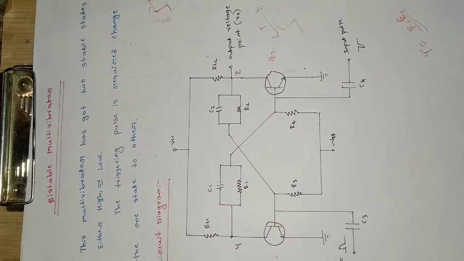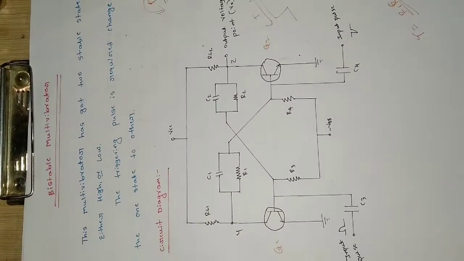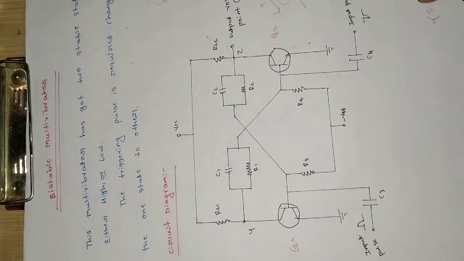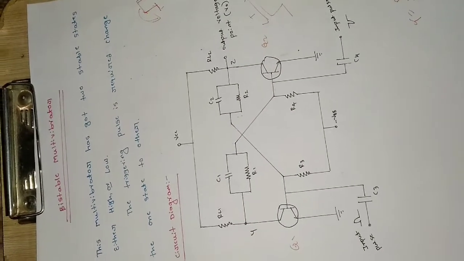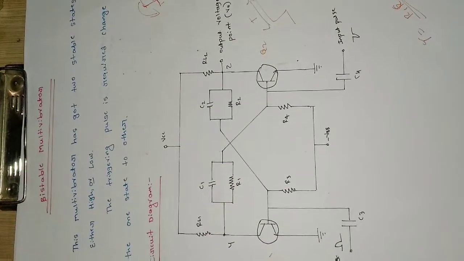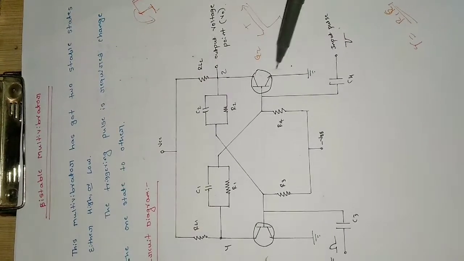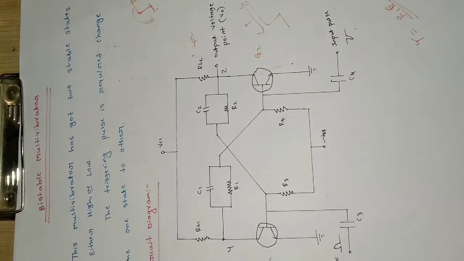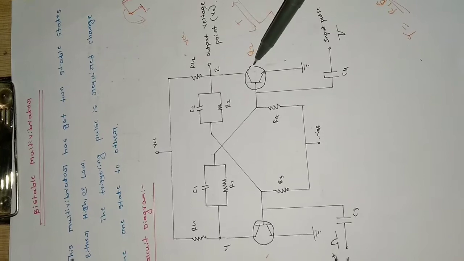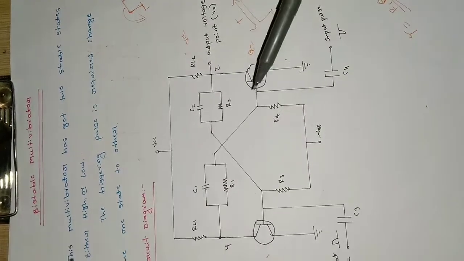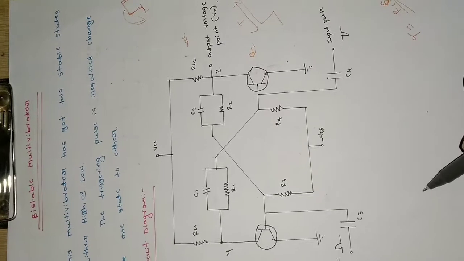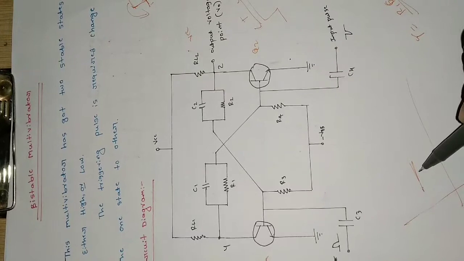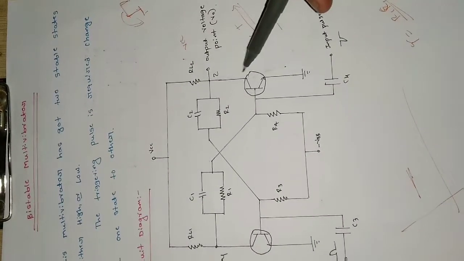Now let us see how it will operate. Initially assume that Q2 is off, so the output voltage will be here. When this is not conducting, the voltage at this point will be equal to VCC. So this is not conducting and this one is conducting here. What will be happening is the output is high here. Suppose this is the axis, then the output will be high. Then this is still an open circuit.